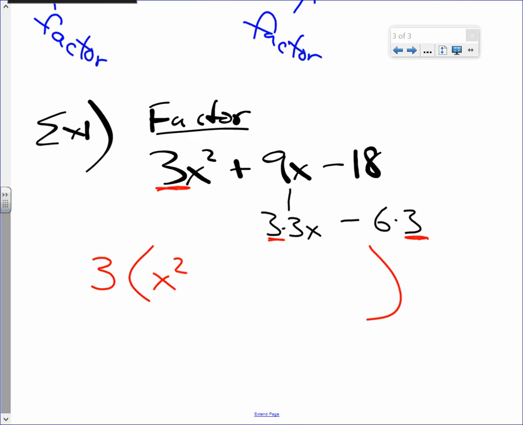All right? I put a plus here now. 3 times what is 9x? It's going to be a 3x, huh? 3 times 3x is 9x. Cool, we're good. And then minus a 6, we're rocking and rolling.